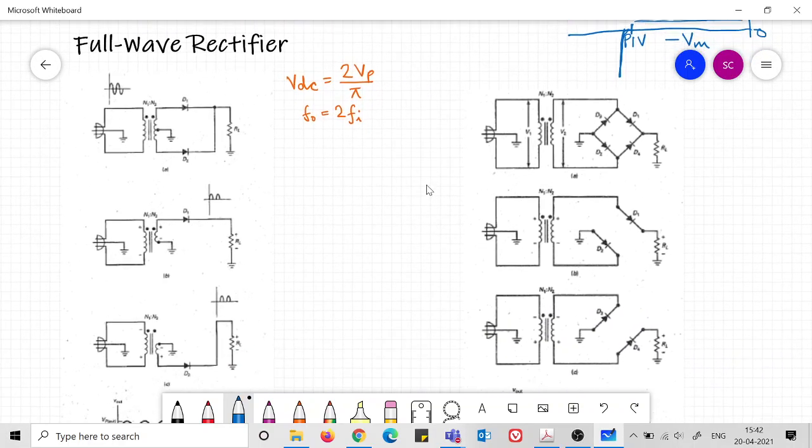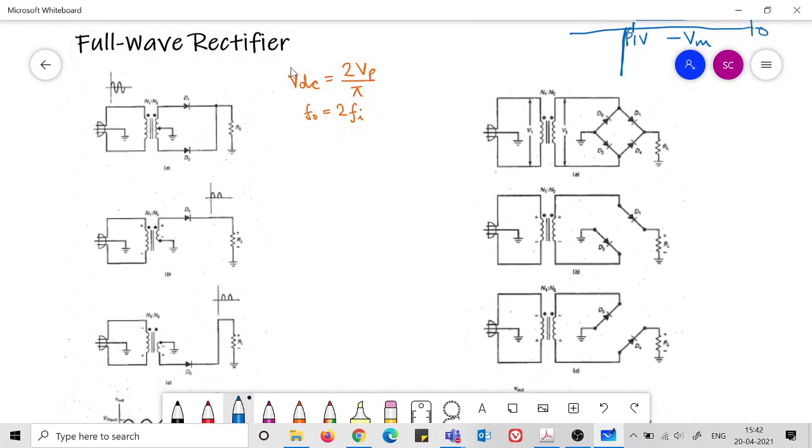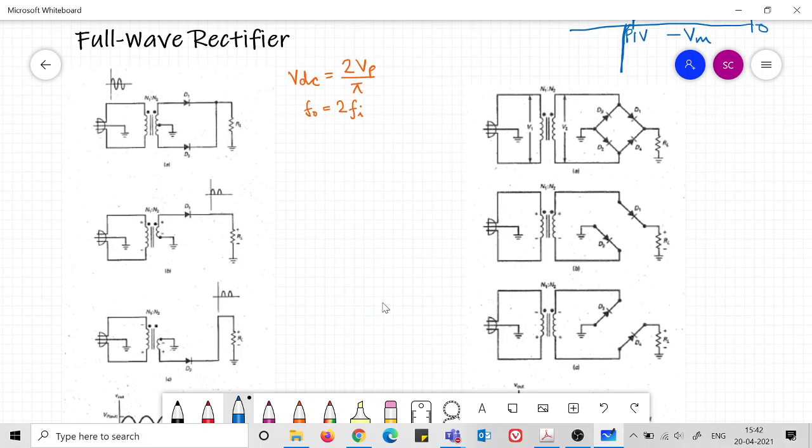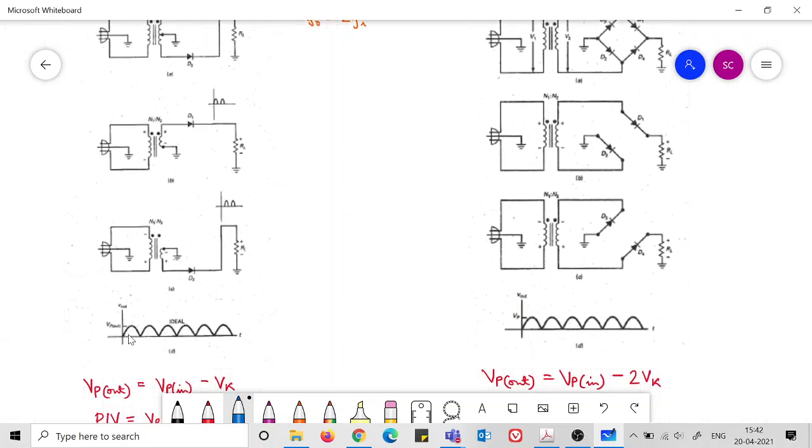After this, we come to the full wave rectifier. As the name suggests, the rectification is done on the total wave. So you see the output. Both the left side figure and the right side figure are two different circuits for full wave rectification, but you see the output is the same. The output is like this. Both the cycles are brought into the output wave as positive cycles.